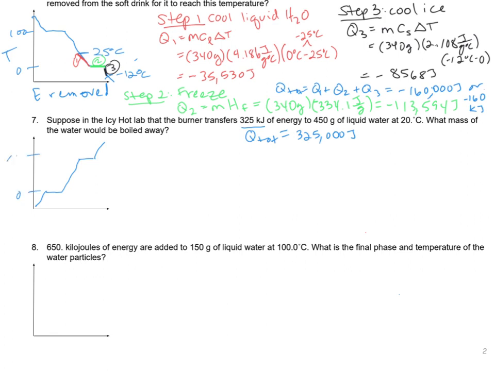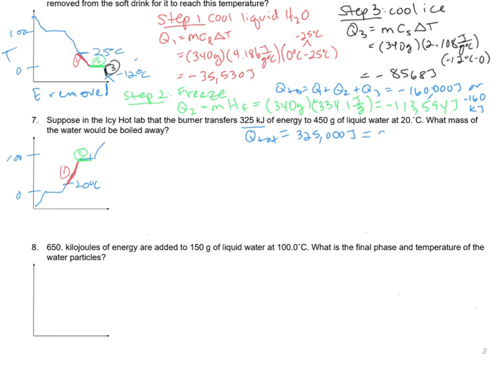So that's 0 and 100. Now on this one, we are starting at 20 degrees Celsius, so down here in the liquid water section. And it says what mass will be boiled. So that implies that we'll end somewhere in the middle of the boiling section. So we have 2 steps here. One is we need to heat up the water up to the boiling point. And then the second step is we need to boil some mass of that water. But in order to know how much mass we have boiled, we'll need to know what Q2 is.